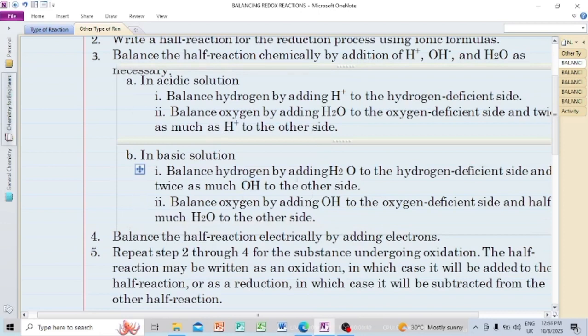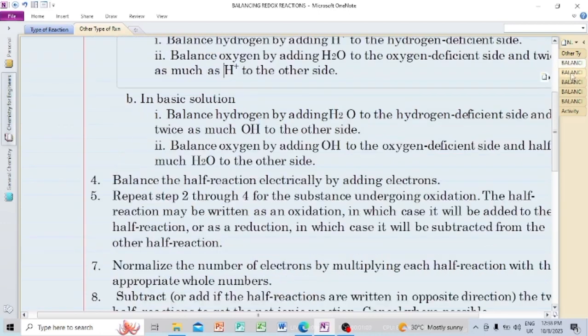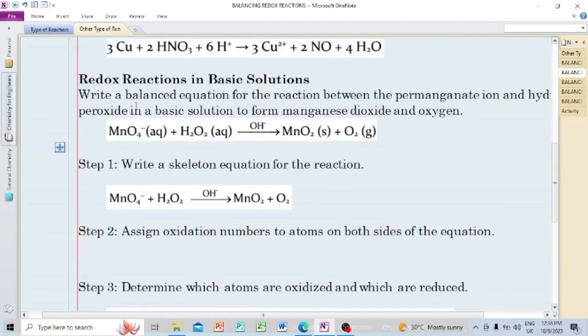When we add water, let's say on the reactant side, we also add hydroxide ion on the product side. So we need to remember that we cannot add water and hydroxide ion on both sides. They should be on opposite sides. Okay, so let's have some examples.